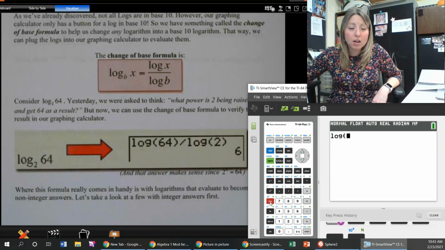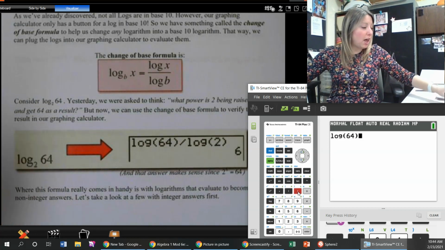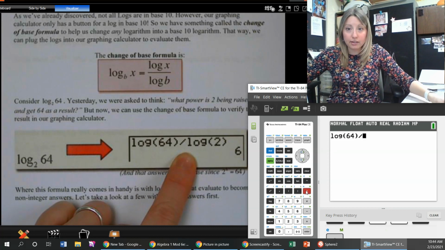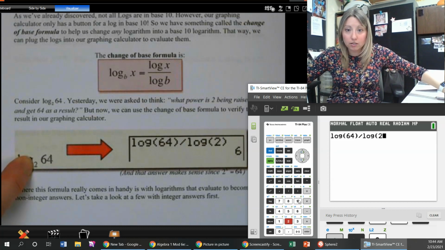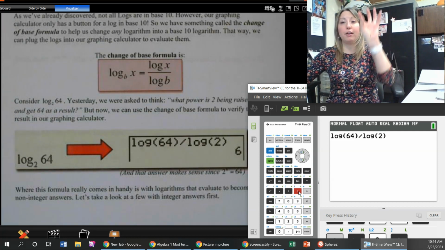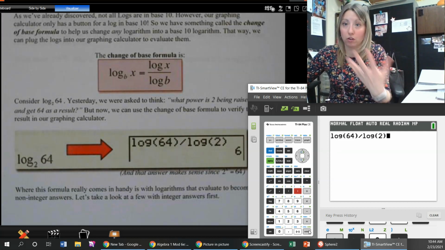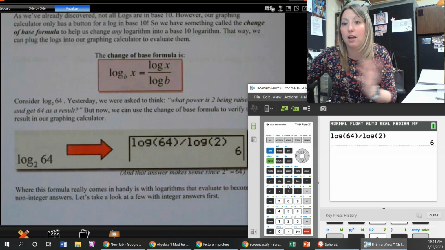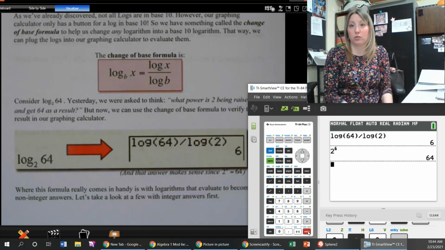You type log, and you put the physically bigger number that's in your logarithm here, and then you close the parenthesis. Then you divide it by the log base 10 of the base on your log, and you close that parenthesis. So you're taking the log of the answer and dividing it by the log of the base. Both are now in base 10, so you can just use the log button rather than worry about your bases. And of course, we do know that 2 to the 6th power is 64. That's how we know that conversion works.